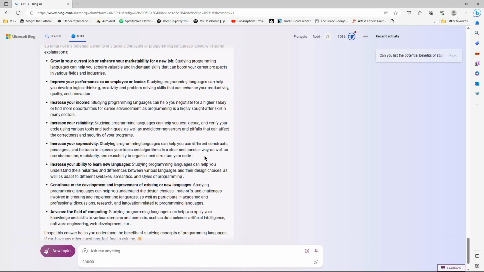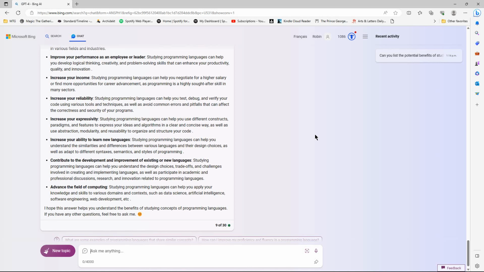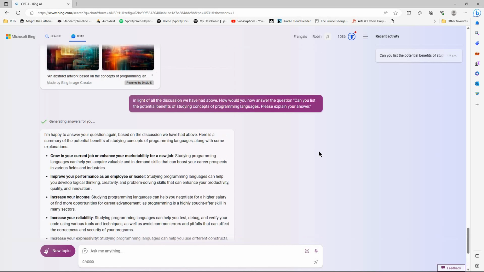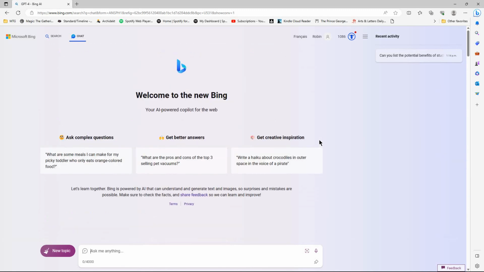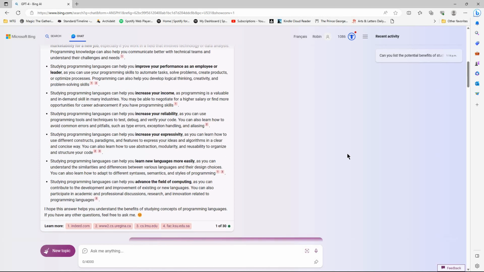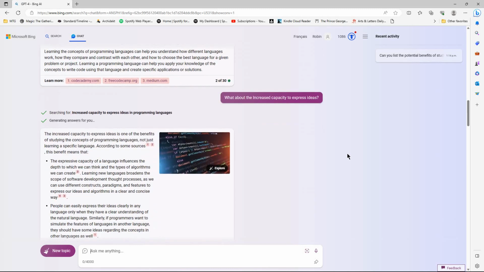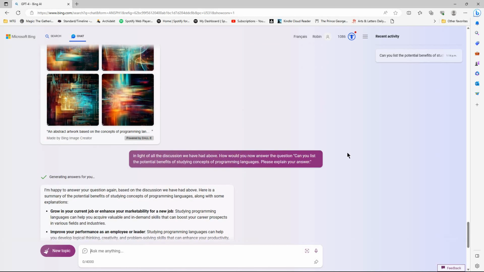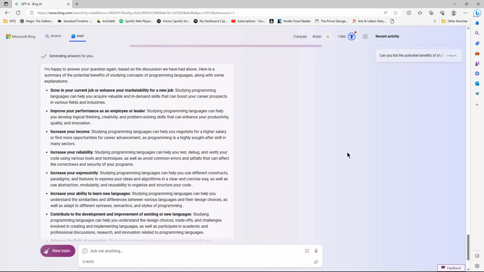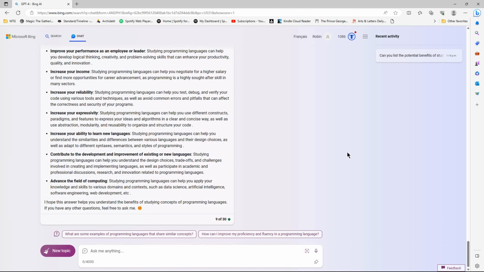So this is a bit closer to the sort of things we've discussed. Increase your ability to learn new languages, contribute to the development and improvement of existing languages, advance the field of computing. So what it's actually done, and it's no surprise here, is it's simply aggregated everything. So there's no improvement in the answer as such. It's not saying, well, yeah, those first 5 things are just very general, because I suppose it doesn't know that. But yeah, again, it's interesting.